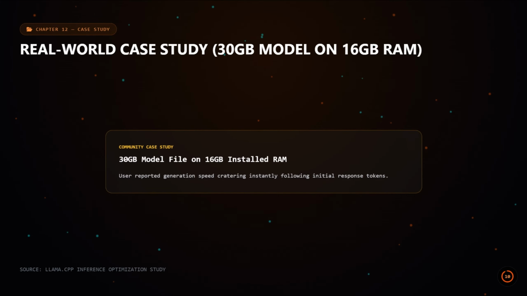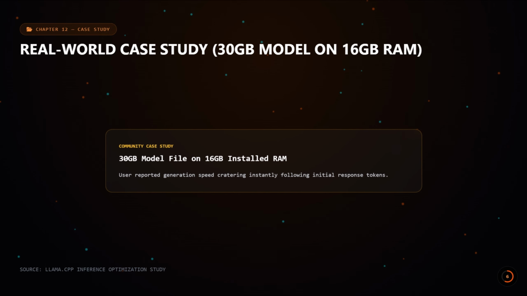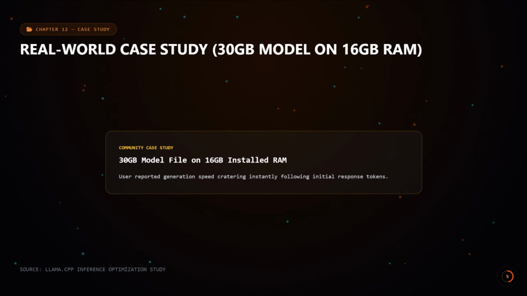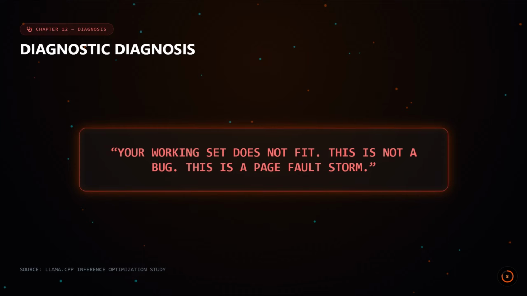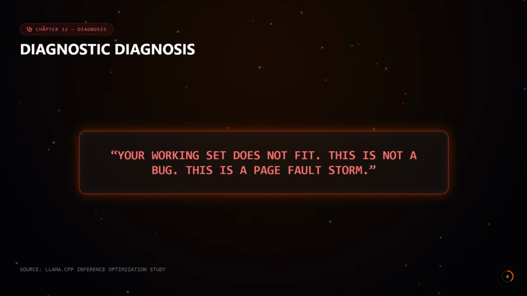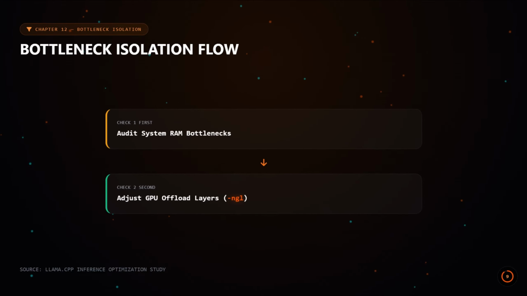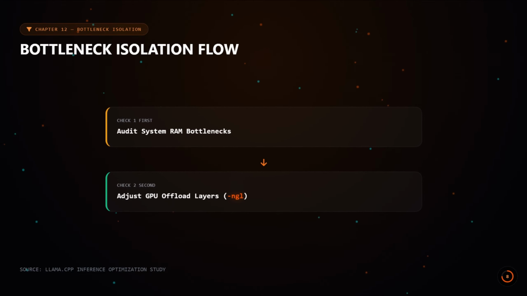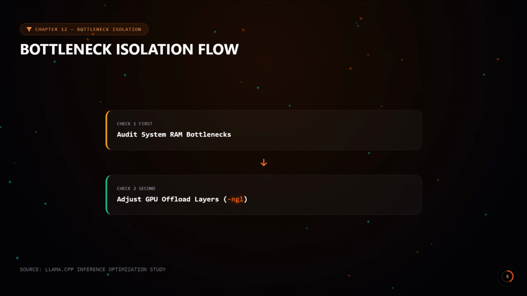I found the same trap described in a thread from earlier this year. A person running a 30 GB model on 16 GB of RAM, wondering why their generation speed cratered after the first response. The reply they got was blunt. "Your working set does not fit. This is not a bug. This is what a page fault storm looks like from the outside." That answer applies here too. And it is worth having in your head before you spend an evening adjusting a GPU layer count that was never the actual bottleneck.